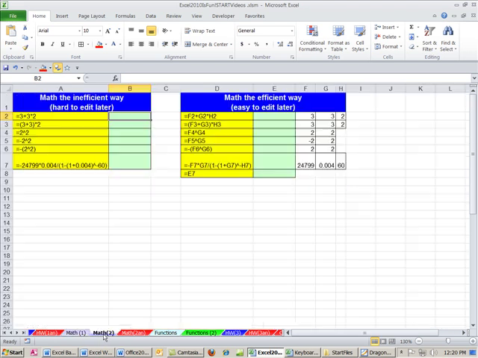Very important, order of operations and math for formulas. I'm going to click over here on the sheet Math 2. There's some examples here you can practice with. And there's an answer over here. So back on this Math 2, you can go ahead and do these.